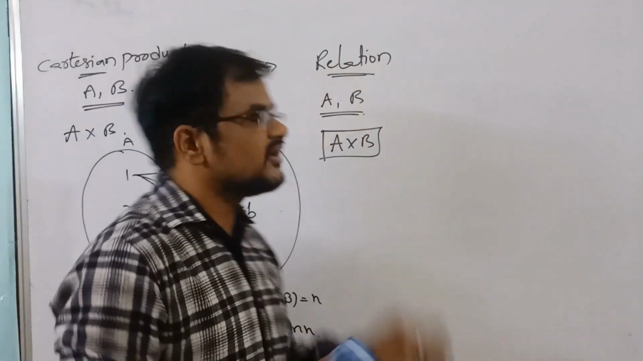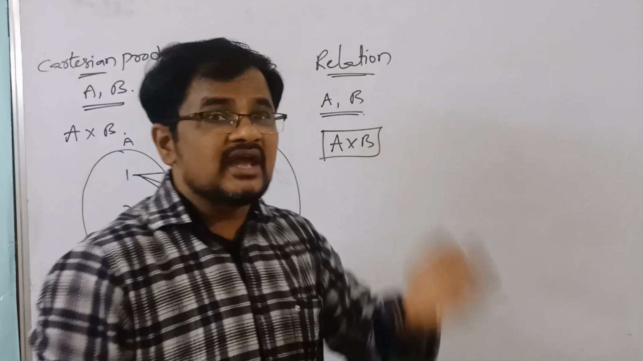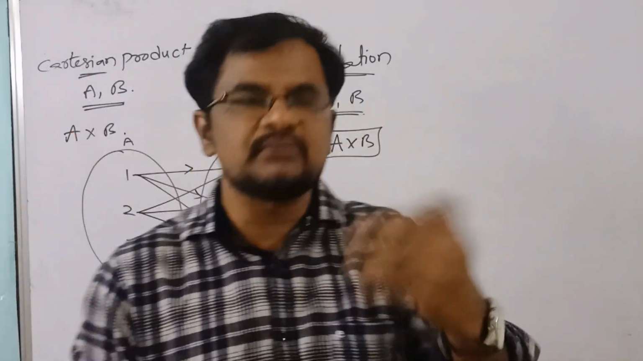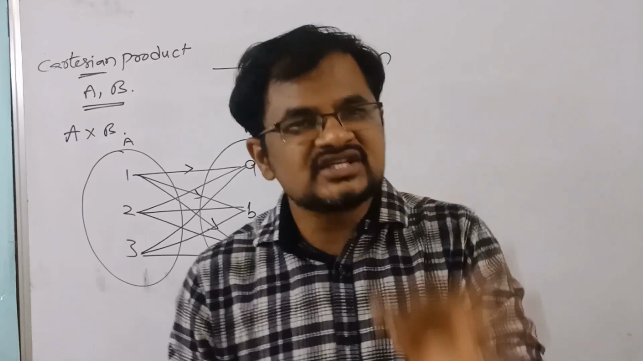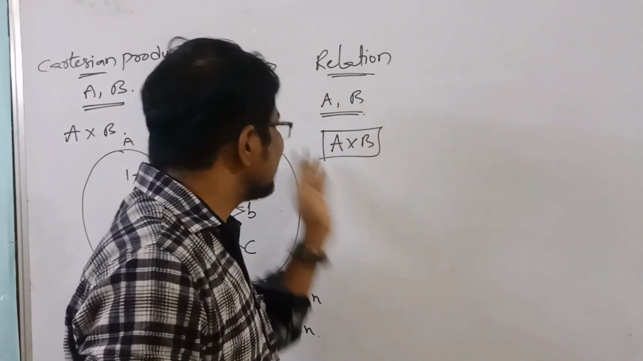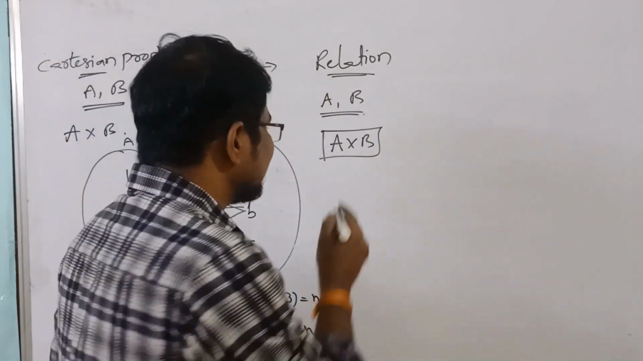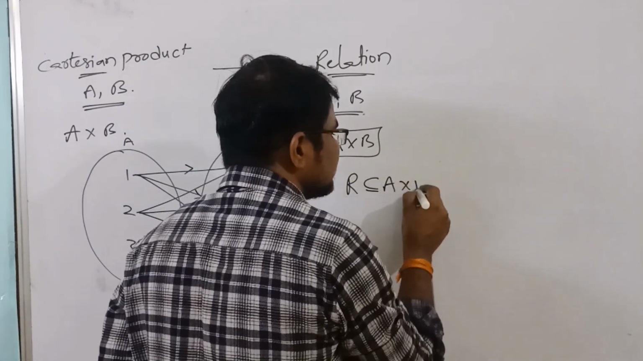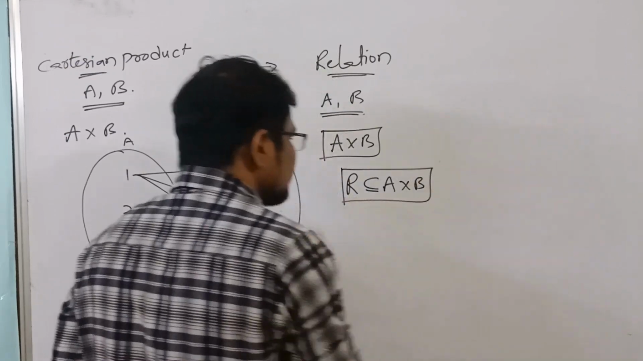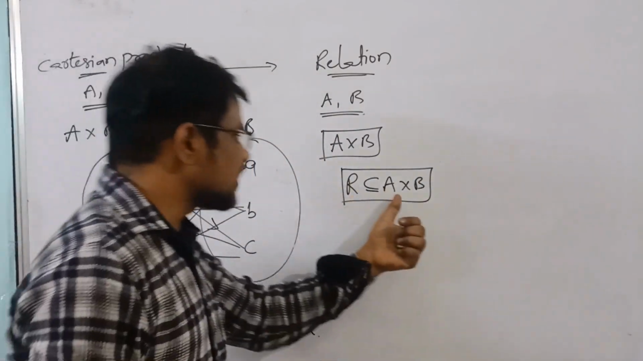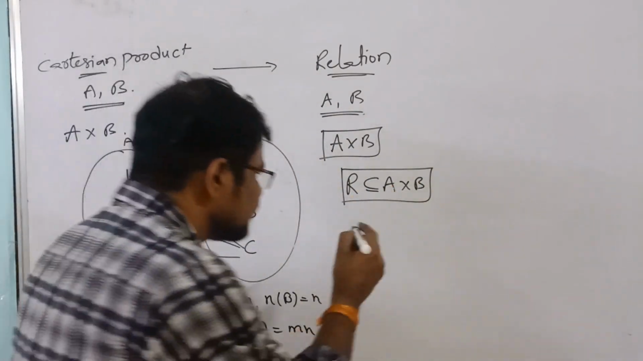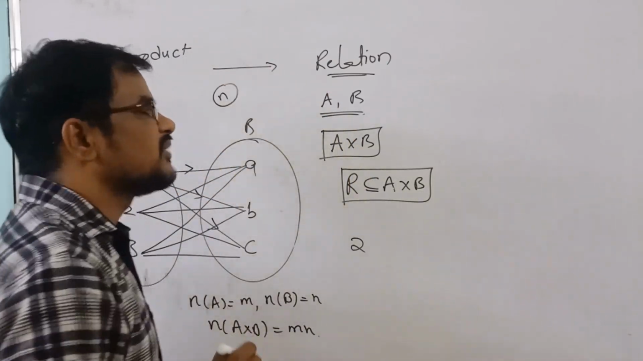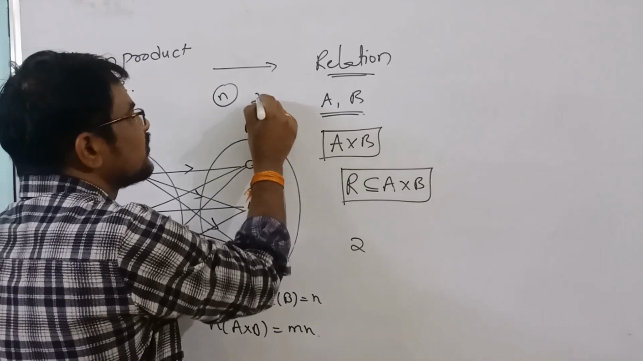Here what is the definition of the relation? Every subset of A cross B defines a relation from A to B. Means every relation which is defined from A to B is a subset of A cross B. So how many subsets are there for this A cross B? Already we know that if a set contains n elements, the number of subsets of that set is 2 to the power of n.